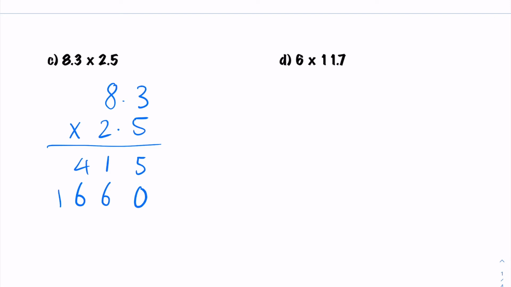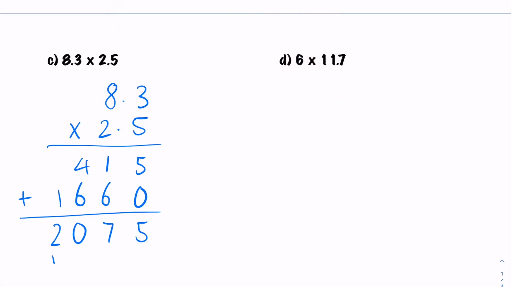And so adding these together, we're going to get 5 plus 0 is 5, 1 plus 6 is 7, 4 plus 6 is 10, 1 plus the one we've carried over would be 2. And so now we've got to decide where to put that decimal place, because quite clearly it's not 2075. 8.3 times 2.5, not to surprise you, is not 2075. So where does that decimal belong?